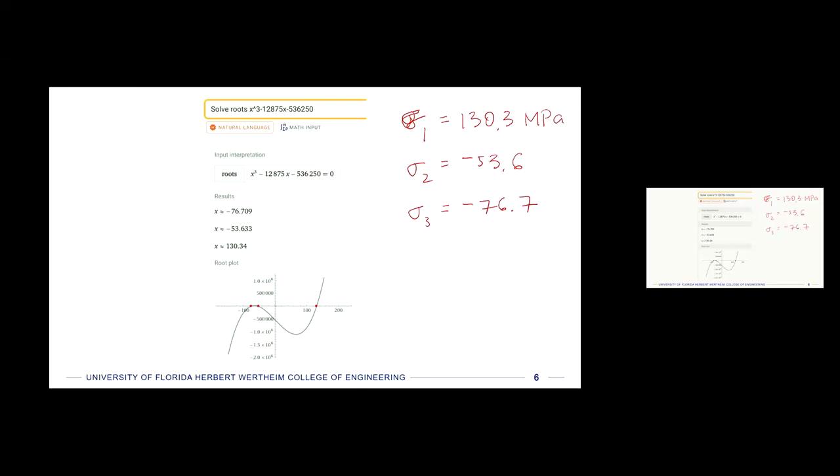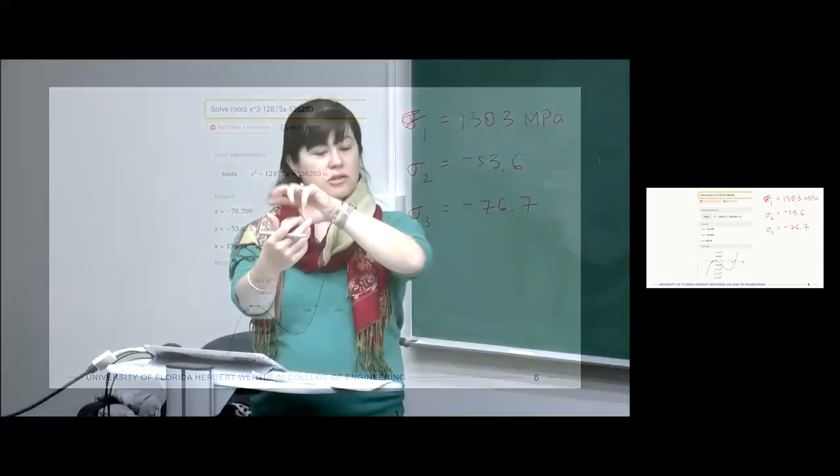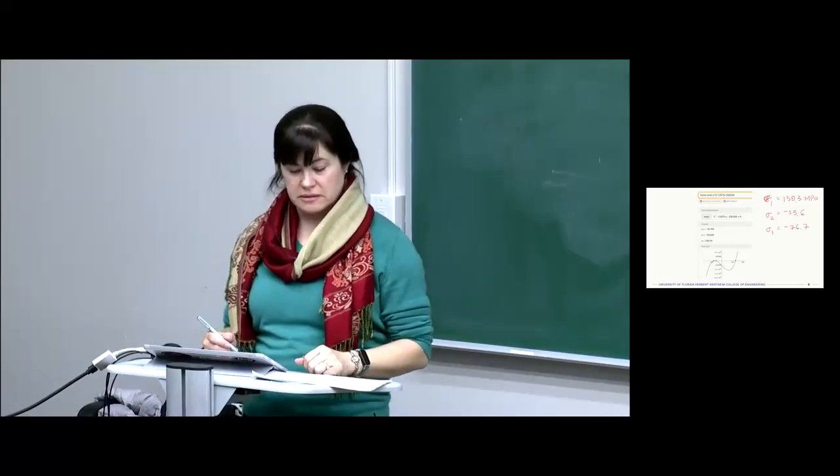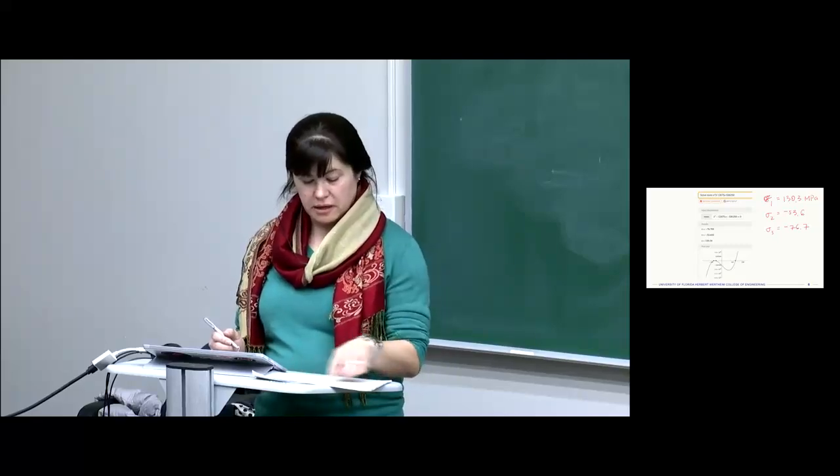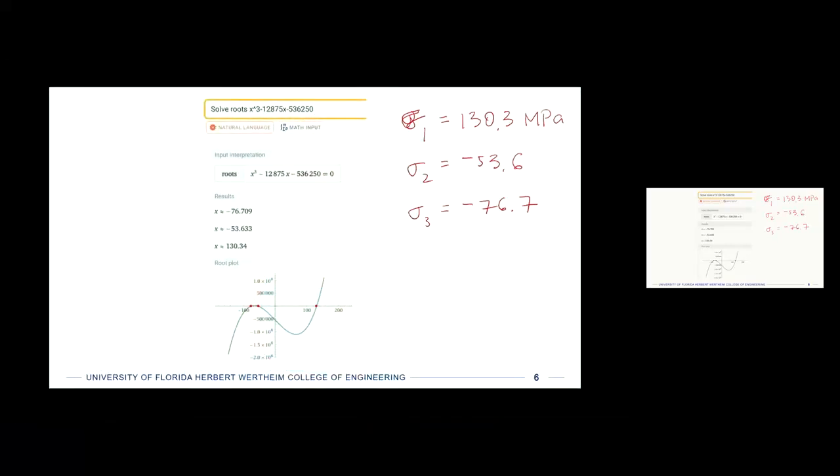So we have these now, and we could move forward with further analysis, solving for shear stresses. But we also want to know how we had to rotate this cube in order to get these principal stresses. So we're going to go back and solve for these cosine vectors that are going to help us do that for each of these principal stresses. So for sigma 1 equal to 130.3 megapascals.